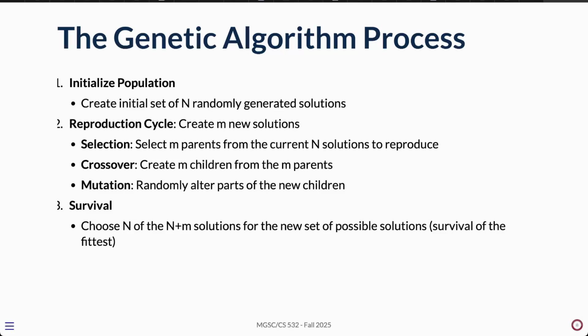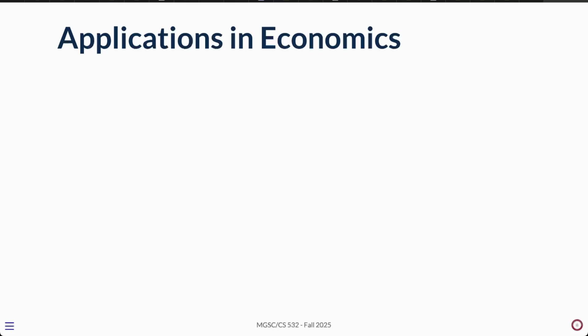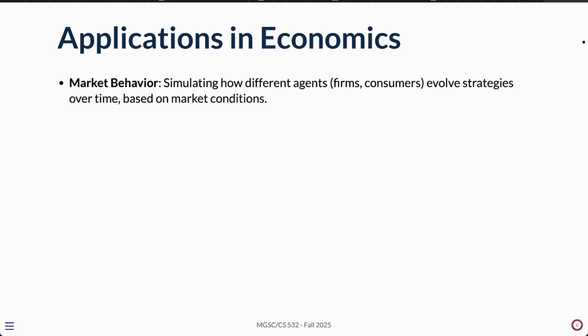Final step of the genetic algorithm is termination. So we repeat this cycle until we meet some stopping criterion. This might be a fixed number of generations or convergence to a predefined acceptable solution, or simply when the population stops significantly improving. Now, let's talk about why genetic algorithms are especially important in economic contexts.